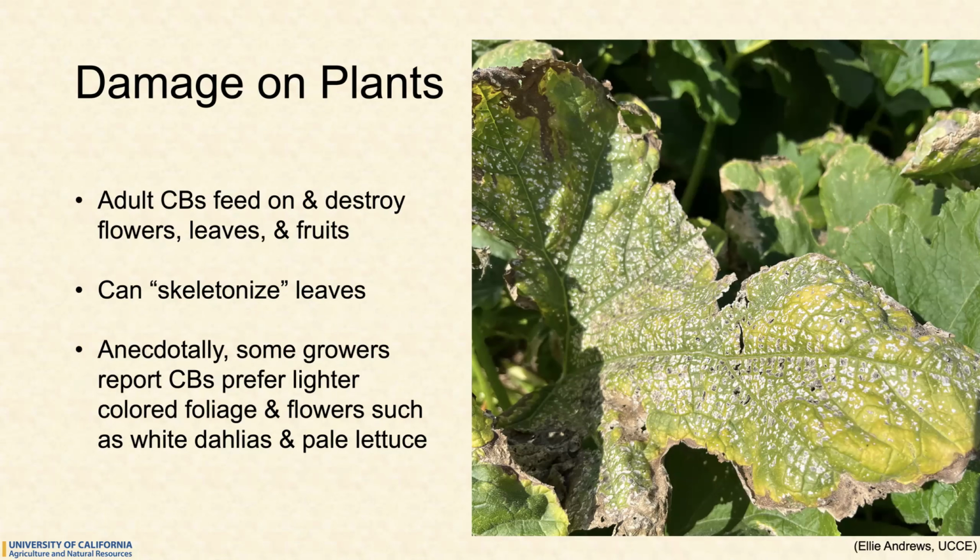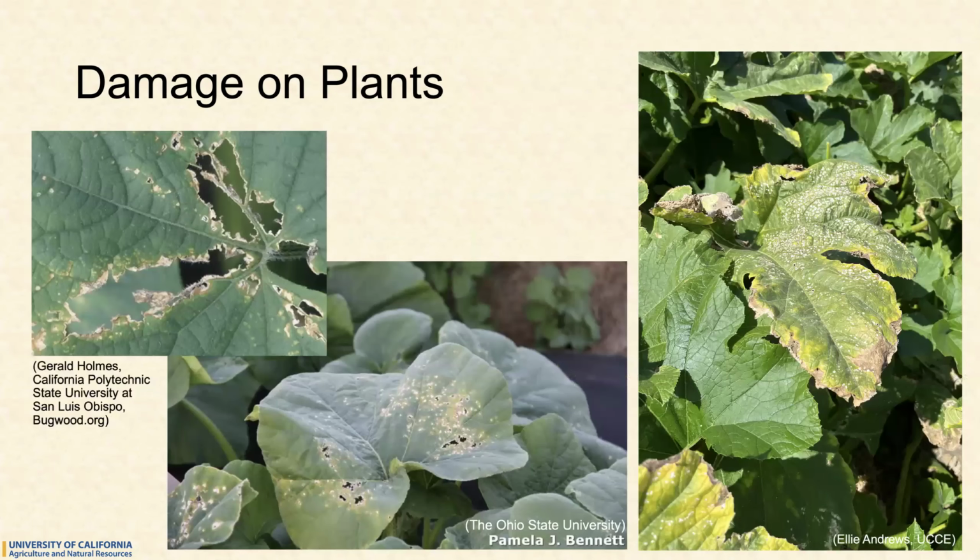And just anecdotally, some growers I've talked to report that cucumber beetles prefer lighter colored foliage and flowers, like white dahlias or pale varieties of lettuce. So that's something to bear in mind, just anecdotally from farmers.